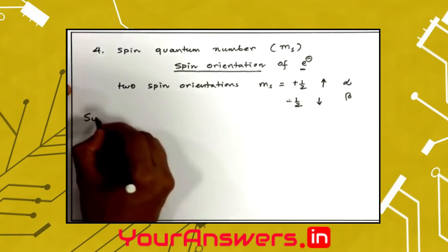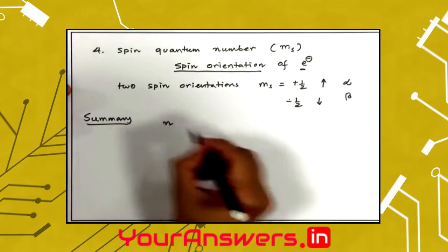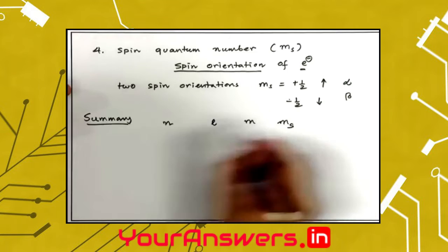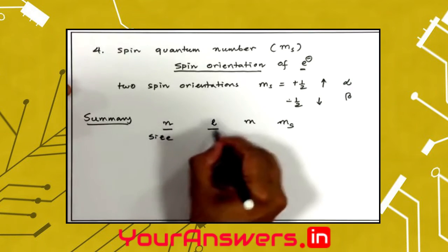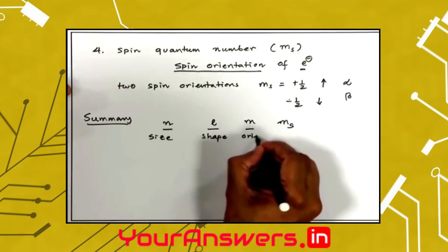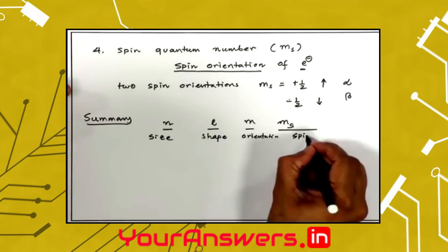So to summarize, we discussed n, l, m, ms. The principal quantum number which talked about the size, this talked about shape, this orientation, this is spin orientation.